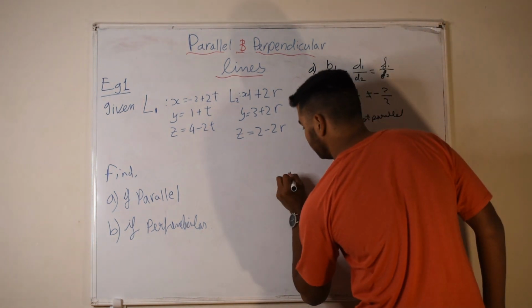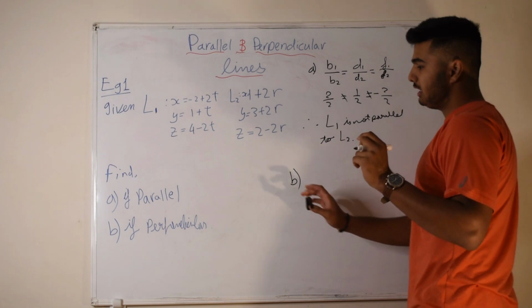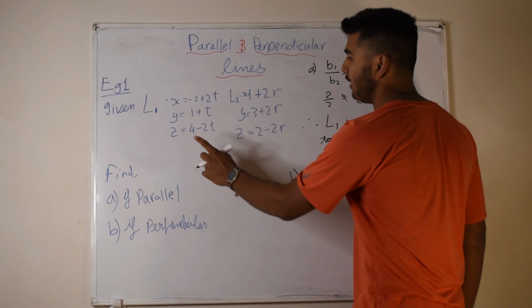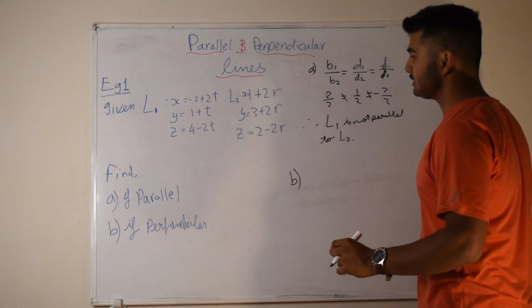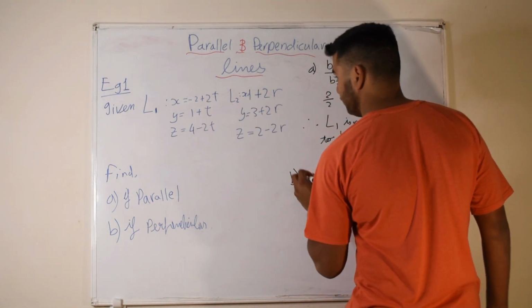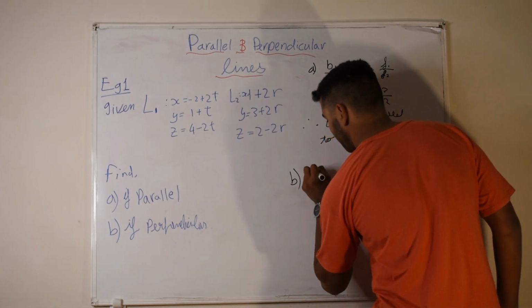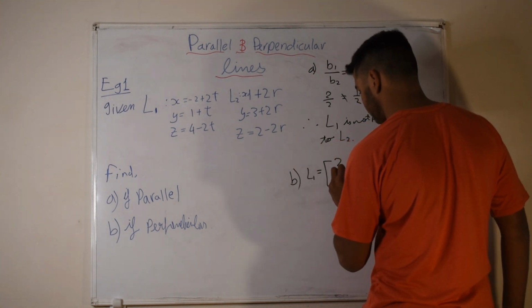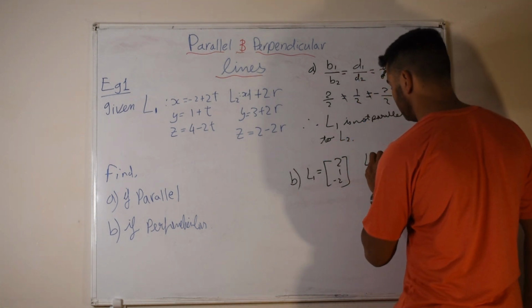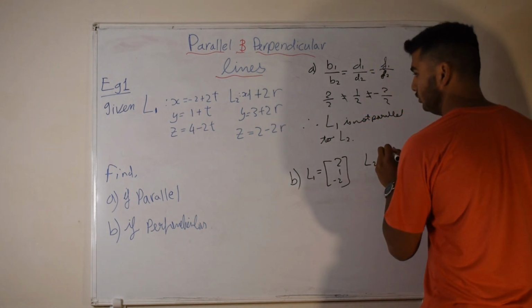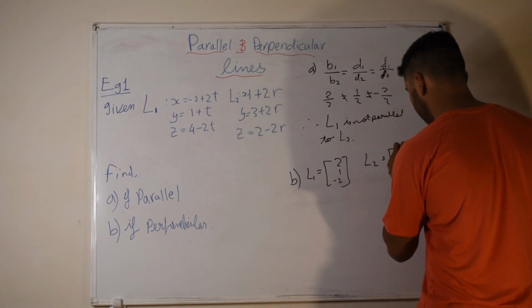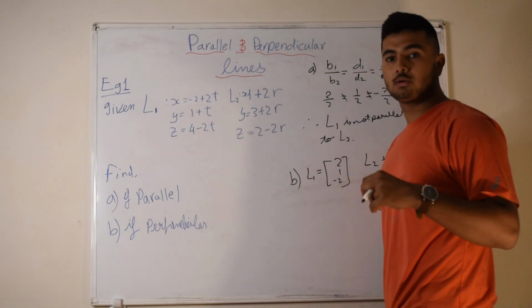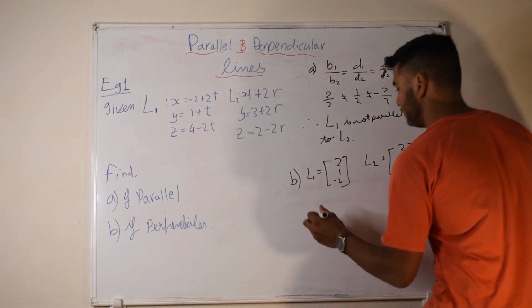And then B, over here, we're going to take the dot product of the directional vectors of L1 and L2. In this case, the directional vector for L1 is going to be 2, 1, negative 2. And for L2, it'll be 2, 2, negative 2. We know that it's perpendicular when the dot product equals 0. So take the dot product of this.